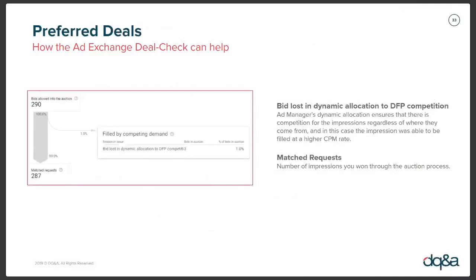And then the second section would be bids allowed into the auction, filtered by competing demand. So they're lost in dynamic allocation to DFP competition. Essentially, what I was mentioning earlier on with the line items of higher priority and a higher CPM, those ones would then be winning because they are in DFP competition, but they're able to give a higher CPM, so they will win the impression. And then right at the bottom, we have matched requests, which is obviously the number of impressions that you've actually won through the auction process.